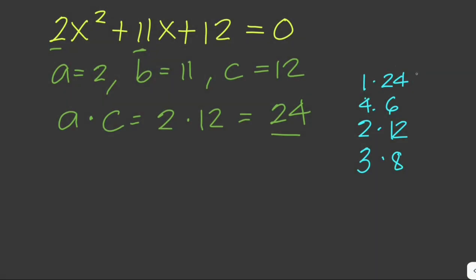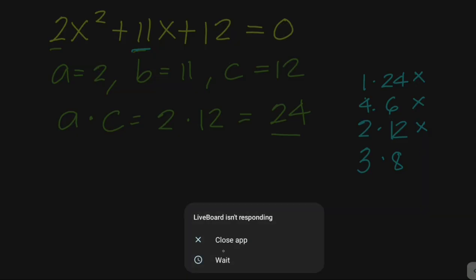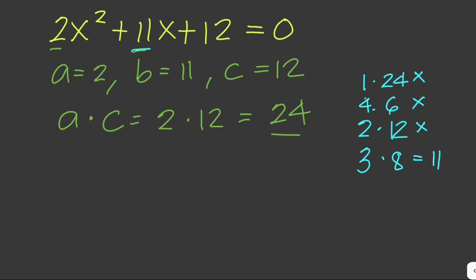Now let's choose which of these factors, when you add them up, equal 11. 1 plus 24 is not 11. 4 plus 6 is 10, which is not equal to 11. 2 plus 12 is 14 and not equal to 11. How about 8 plus 3? This is equal to 11. So we will choose 3 and 8.